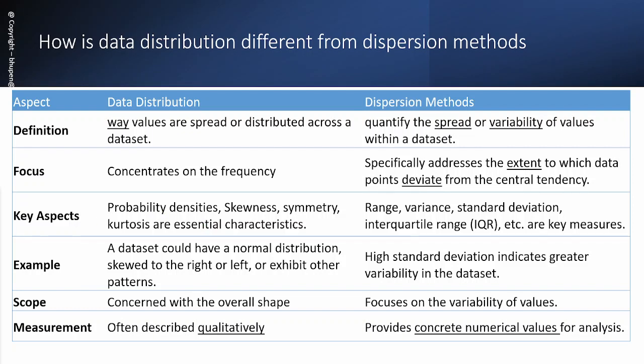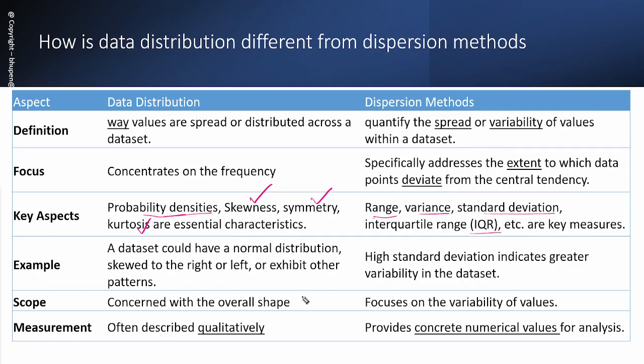Some of the characteristics that we will be studying in data distribution would be probability densities, skewness, symmetry, and kurtosis. Whereas in the dispersion method, we talked about range, variance, standard deviation, IQR, and so on and so forth.